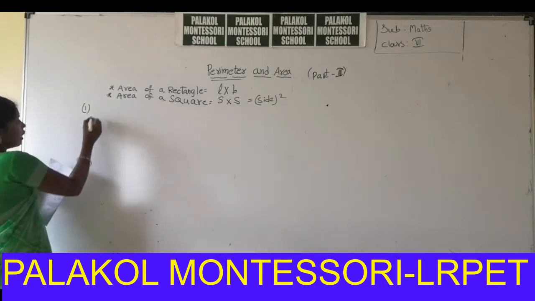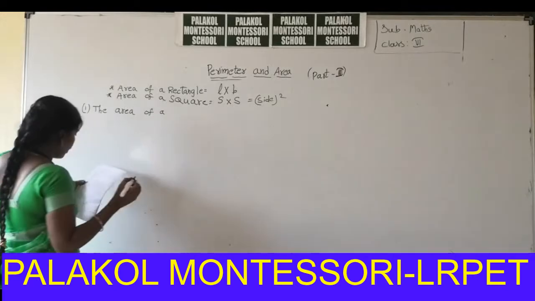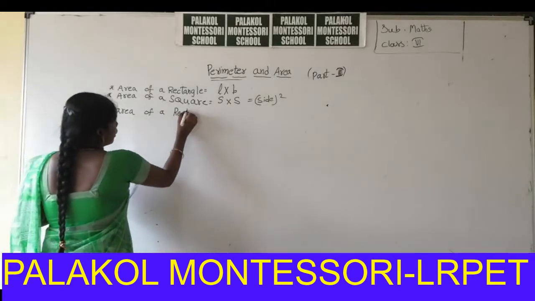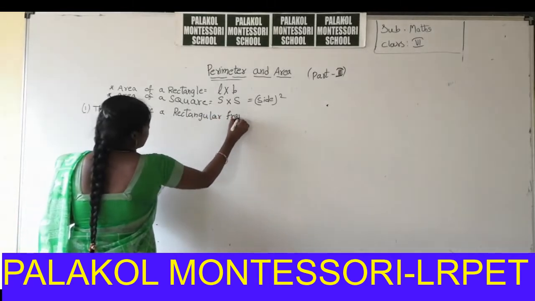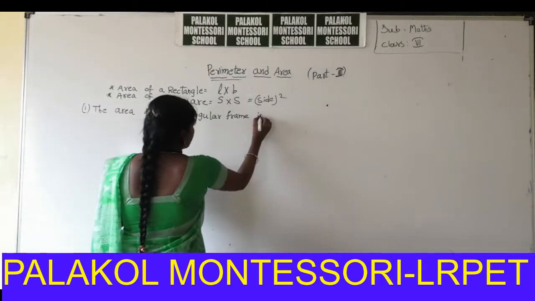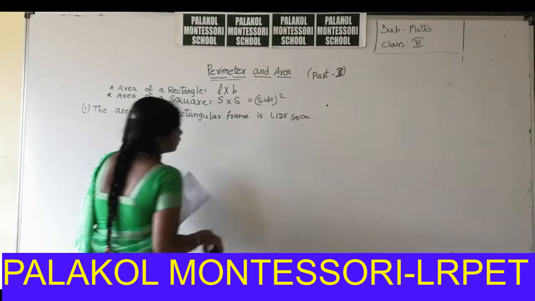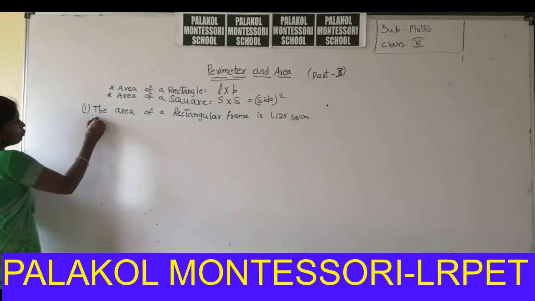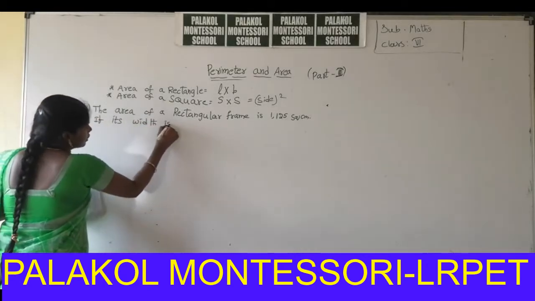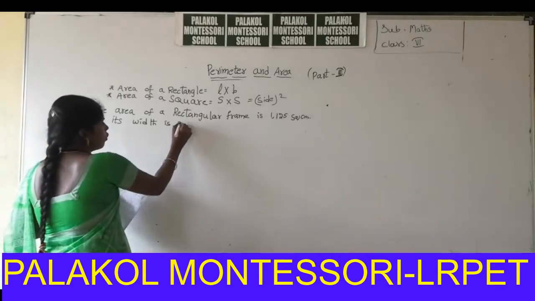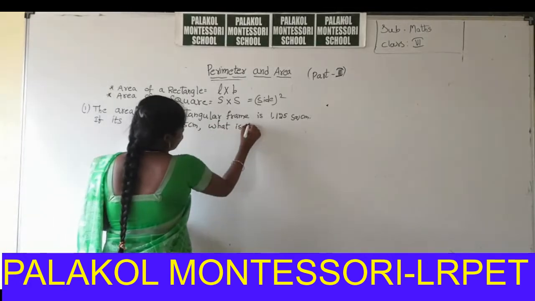First one: the area of a rectangular frame is 1125 square centimeters. If its width is 25 centimeters, what is its length?